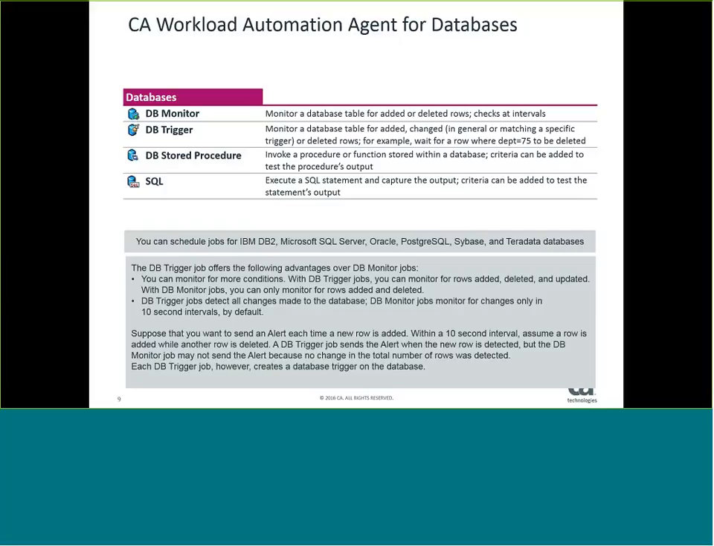So the database trigger is another monitoring feature, right? Monitoring a database table, but it can monitor for things being added or changed or deleted rows. And it really is taking advantage of putting a database trigger on a particular table in the database. So we provide both of these because one is certainly a more granular, more accurate way to detect any sort of change to a table, and that would be the database trigger job type.